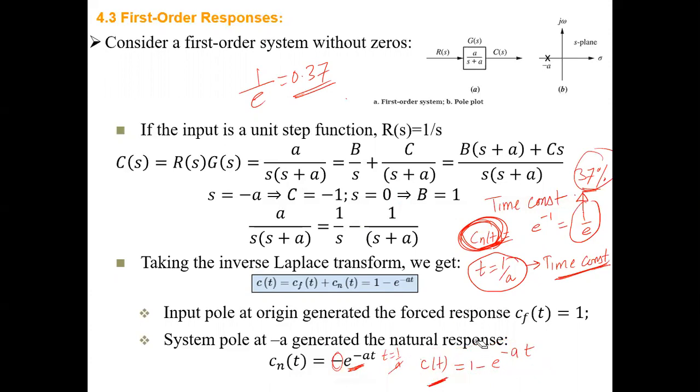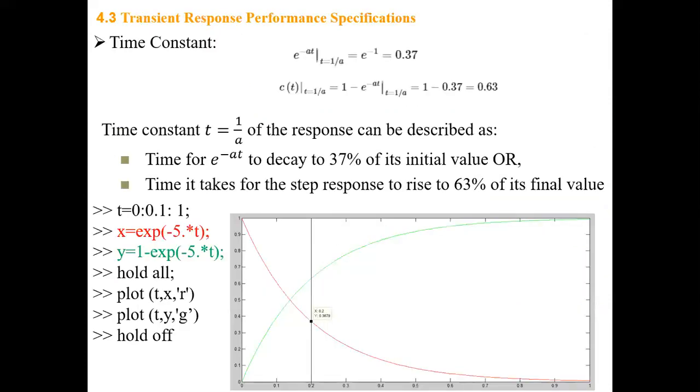Or at the same time, how do you define it? If you use the same thing here, then what do you get? 1 minus, if t equals 1 over a, what do you get? 1 minus 1 over e. You get 37, so 1 minus 0.37, which is 0.63, or 63%, because we had percentage meaning 100 minus 37. So the time constant can be defined in 2 ways.